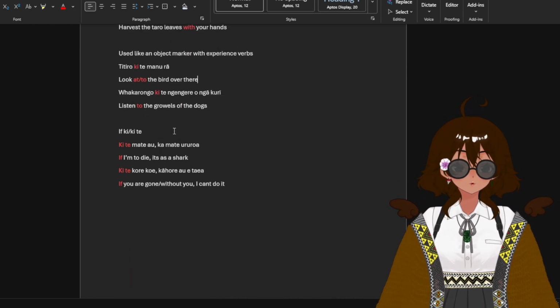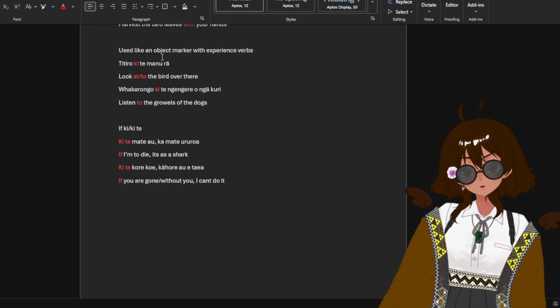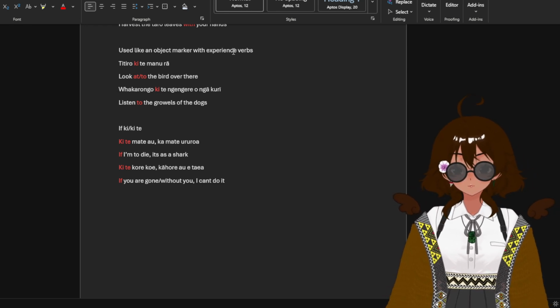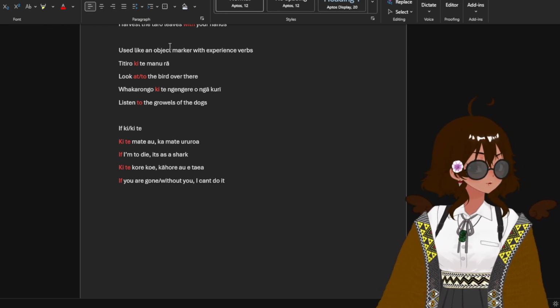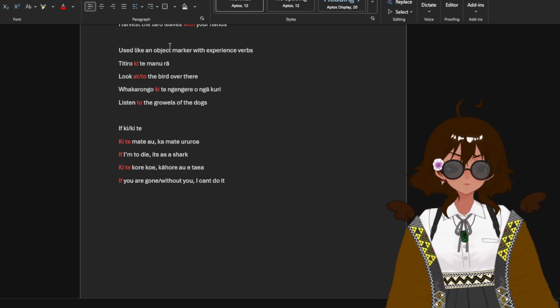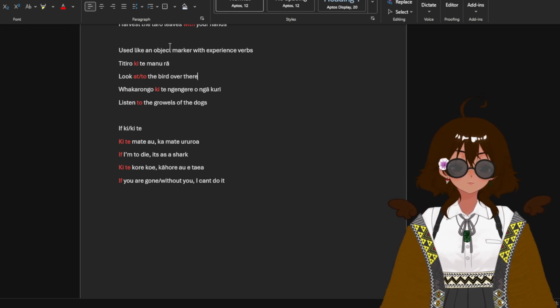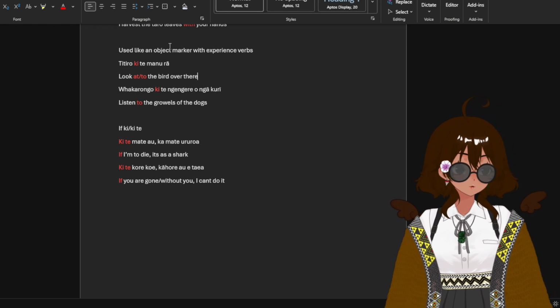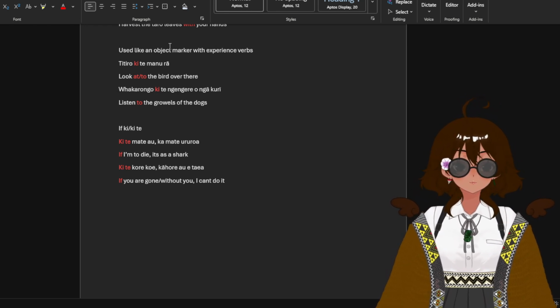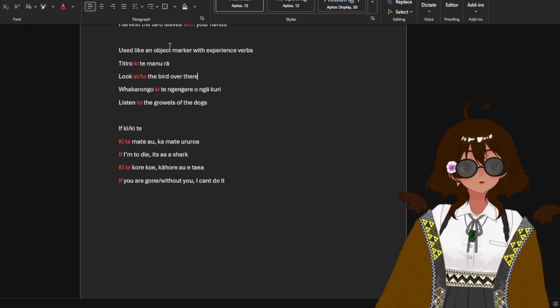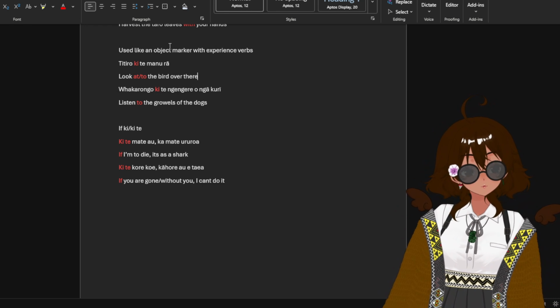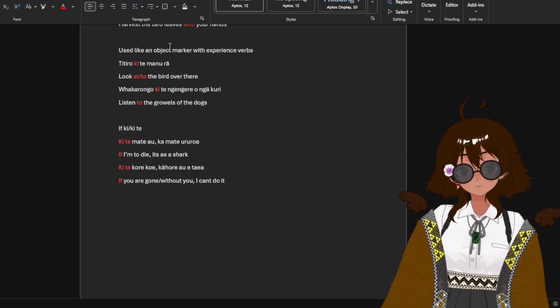For our next use, we have using ki like an object marker with experience verbs. Now in Māori, sometimes we use ki as, I guess you could say, an object marker, and in this instance we use it with experience verbs for grammar reasons. But it also has a feeling of doing towards something, like Tichiro kite manura, look at or to the bird over there.